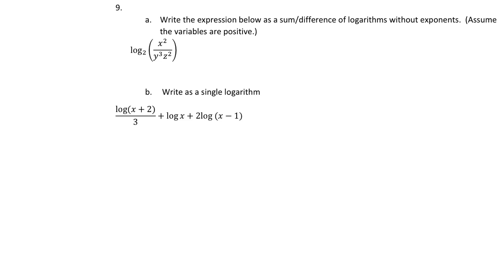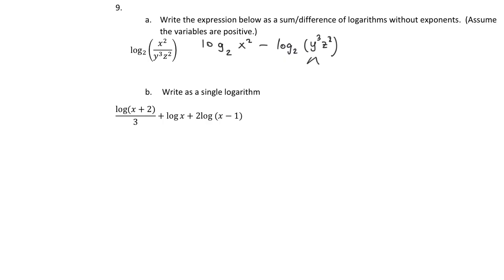For part A on number 9, we're going to separate this quotient first using the quotient rule. So quotient rule says we can separate using subtraction. So we're going to have log base 2 of x squared minus log base 2 of the denominator y cubed z squared.